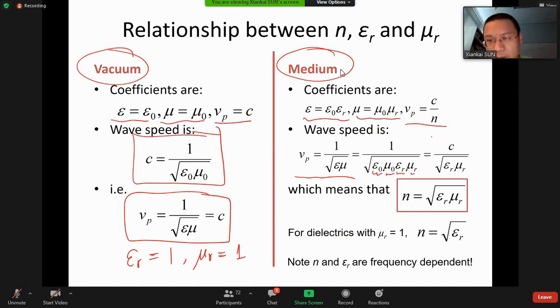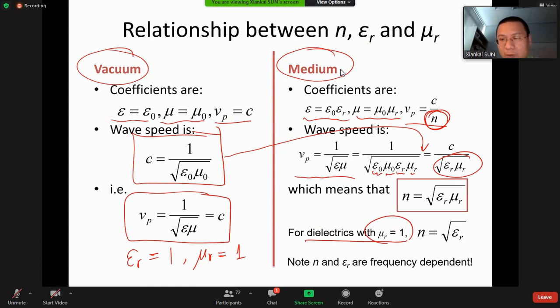Okay, and then by using this relationship, it's expressed as c over square root epsilon r mu r, which means that this one should be equal to this one. So n is equal to square root epsilon r mu r. In most cases, for dielectrics, mu r is equal to 1. So n is equal to square root of epsilon r.